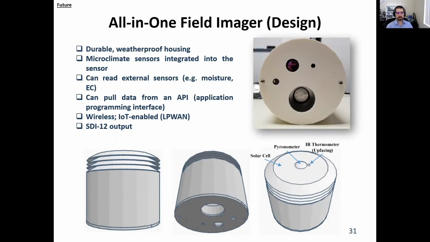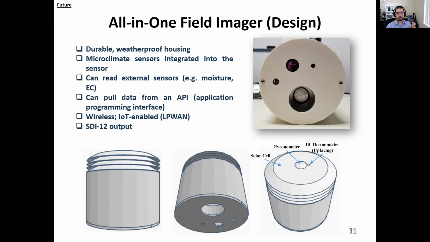It can pull data from an API, application programming interface. So if there is certain data that you're collecting from sensors, and those sensors are IoT enabled and connected to the internet, connected to the cloud, this sensor can connect to the cloud, download the data, and use it in some of those calculations. And it's also wireless and IoT enabled.